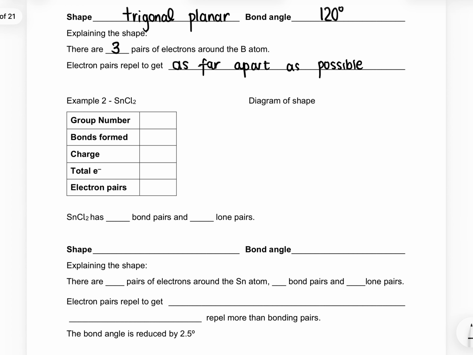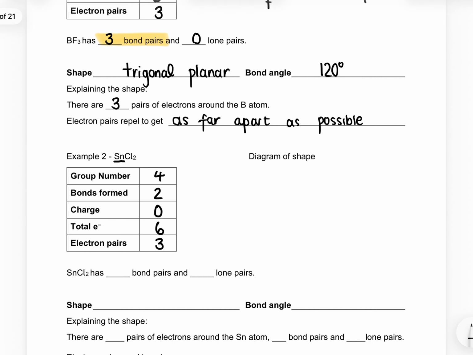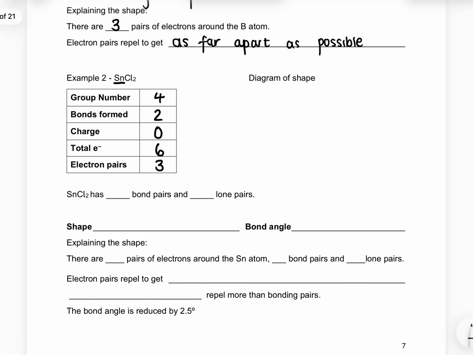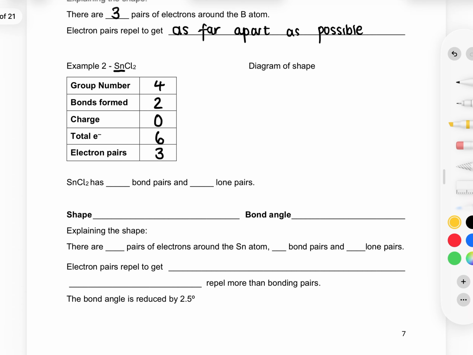Got another example here. So Sn is in group 4. It's got 2 chlorines attached to it. There is no charge. This adds up to 6 electrons or 3 pairs. We are still doing shapes with 3 pairs of electrons here. But if we look at how many bonds we've got, we've only got 2 bonds. So 2 bond pairs.